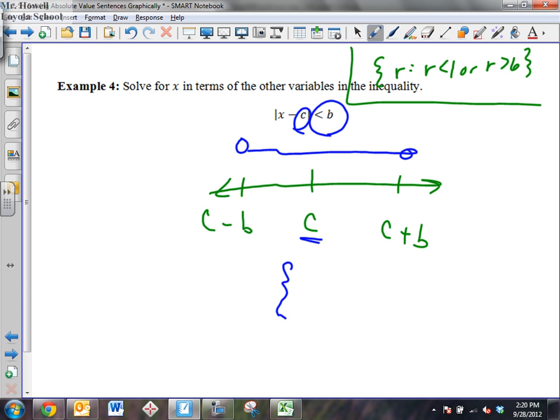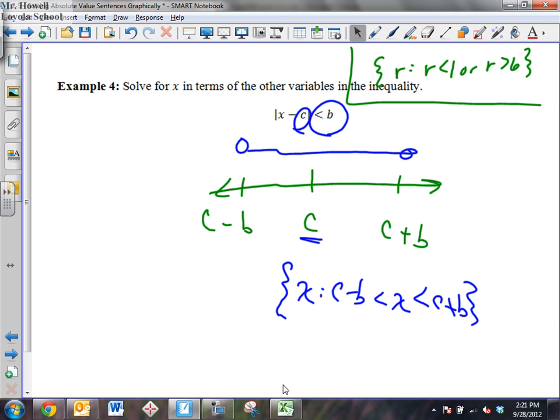It's going to be x colon c minus b is less than x, which is less than c plus b. Awesome. Okay, again, we're going from C minus B through X all the way to C plus B. That's how we think about this. These are our anchors. From here to here, we know that these are the answers. We have a less than sign in both spots, so we have an open circle on our number line. Any questions on this problem?